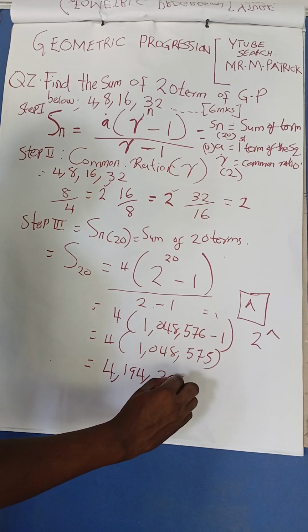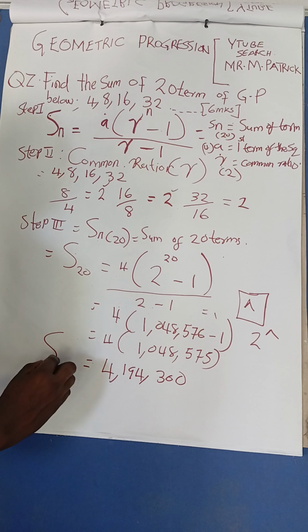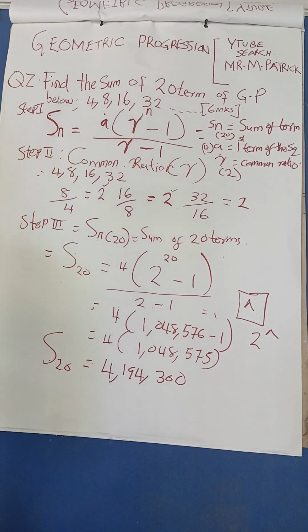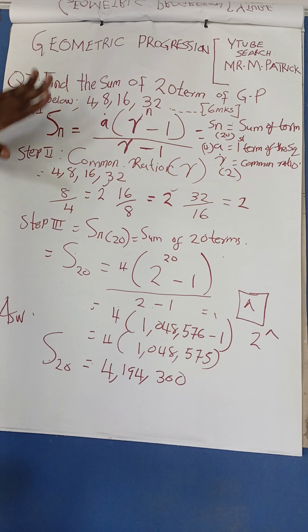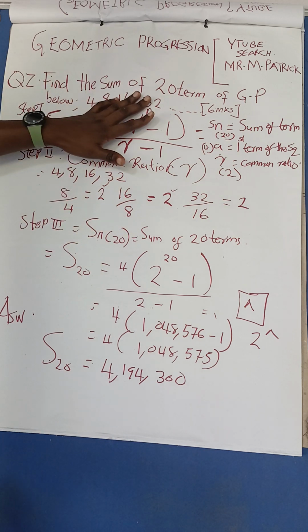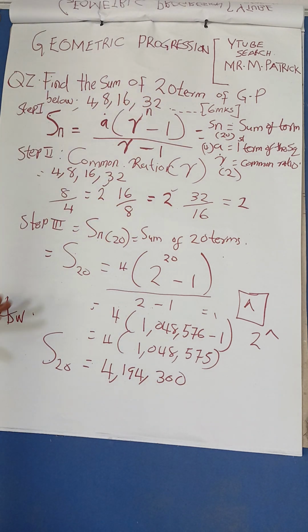I will have my answer as 4,194,300. So the sum of 20 terms becomes now 4,194,300. So this is how we calculate this, and you arrive at your answer very well. Good. So this is how we do step by step a calculation of a sum of 20 terms of a geometric progression. Good. I think for today we can stop there.